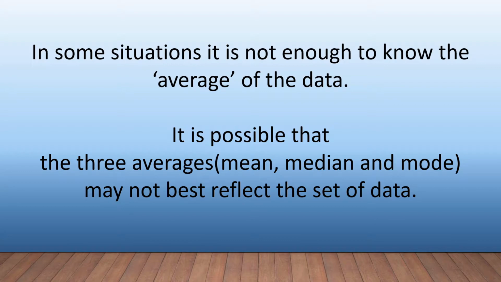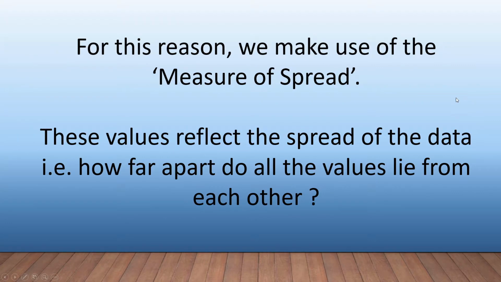It is possible that the three averages that we've spoken about before, mean, median and mode, may actually not best reflect the set of data. So in that case, what do we do? Well, for this reason, we make use of the measure of spread. Now, these values reflect the spread of the data. In other words, how far apart do all the values lie from each other.